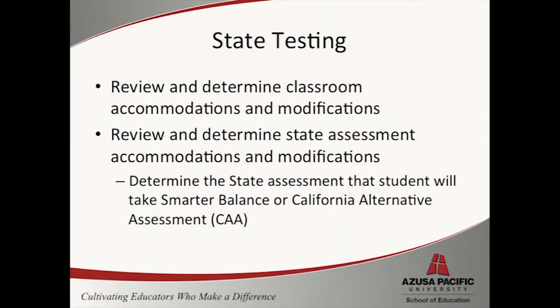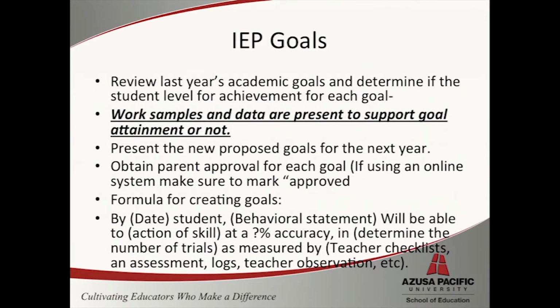Of course, you have to know if they're going to do state testing. We have the new Smarter Balanced and the California Alternative Assessment. One thing on that: only 1% of students being tested in a school district can be allowed to take the California Alternative Assessment. That's usually for the students that would be considered moderate to severe, because that's usually about 1% of your population.